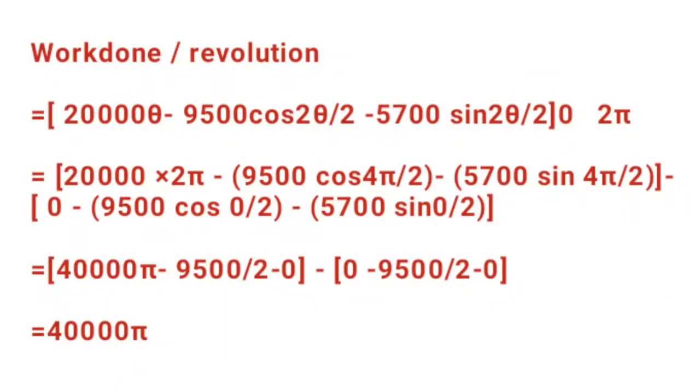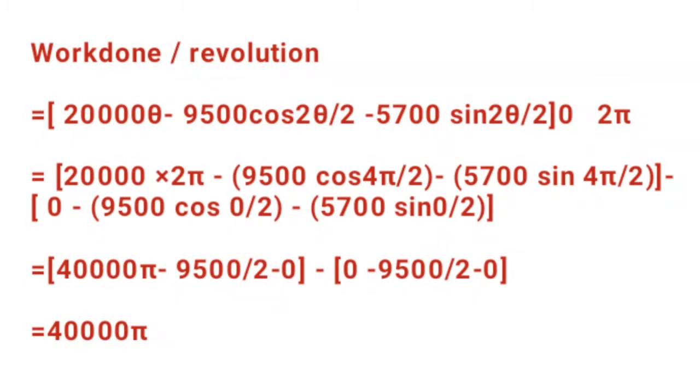Now if we observe this integration, 20,000 d theta, that means 20,000 theta, then next term is sin of 2 theta d theta. It is having integration, that is minus cos of 2 theta by 2. So 9,500 remains constant. So we will write here minus 9,500 cos of 2 theta by 2. And next term is cos of 2 theta d theta. So it is having integration sin of 2 theta by 2. So we will write here minus 5,700 sin of 2 theta by 2, and limit we have to give outside the bracket, 0 to 2 pi.